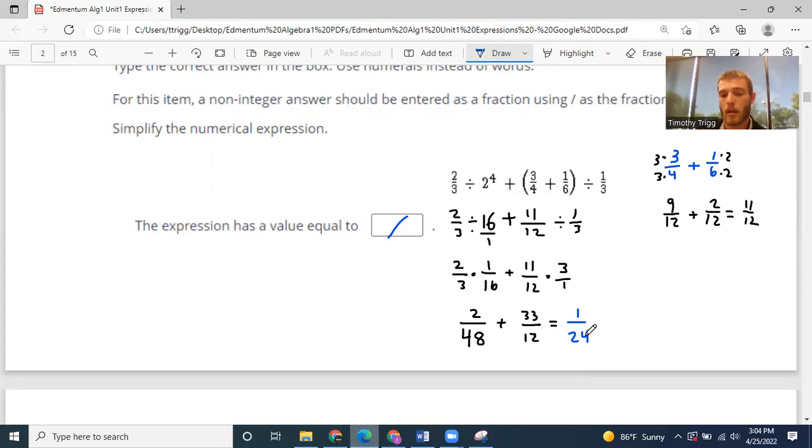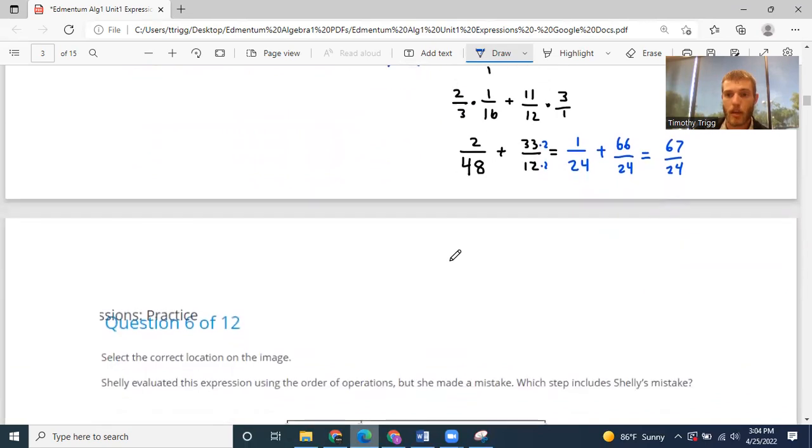Now, I also notice here that this one changed to a 24th. I should probably change this to 24ths. That way they have the same denominator. So instead of reducing by 3, which I could, I'm going to multiply this by 2, multiply this by 2. That way I can make this 66 over 24. Now notice they have the same denominator. That's what I'm looking for. That's going to be 67 over 24. All right. That was a tricky one.